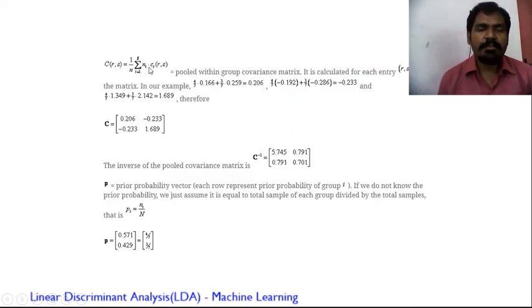Now what I do is I am trying to combine these two values to get the covariance matrix of the entire data set. So how do I do it? With this equation, that is C of r comma s, which is equal to 1 by n, where n is the total number of data points, and summation of ni into ci of r comma s. So here you can notice that it is 4 out of 7 multiplied with 0.166 plus 3 out of 7 into 0.259, right?